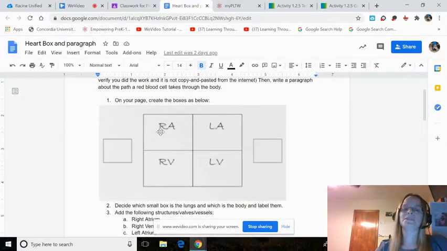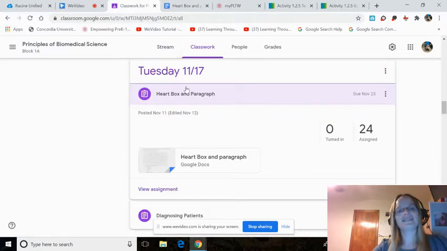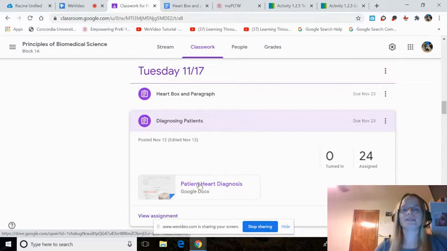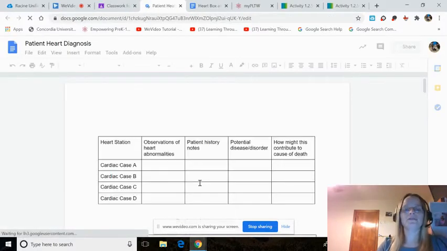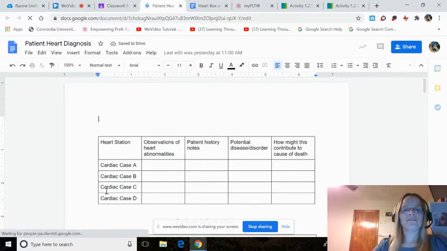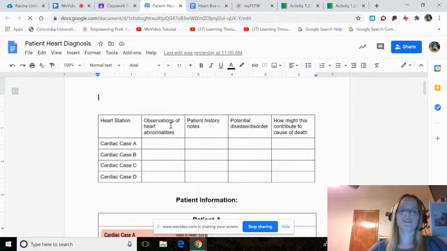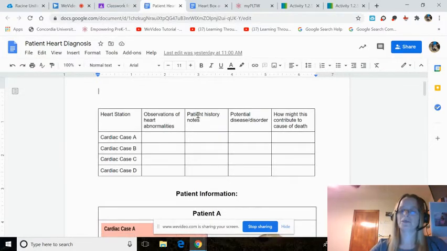And you can see why I doubled up today. If you did Google PBS heart box, you know that that's going to take you all of about 10 minutes. The second assignment is going to be diagnosing patients, which is, after all, why you're probably taking this class. At some point in your life, you feel like you might be diagnosing or helping people feel better. So I have 4 cardiac cases here. You see you have observations of heart abnormalities, patient history notes, potential disease or disorder, and how might this contribute to cause of death. So you're going to be doing a lot of your own research here.